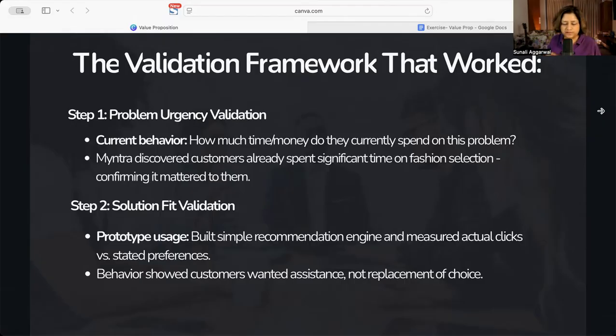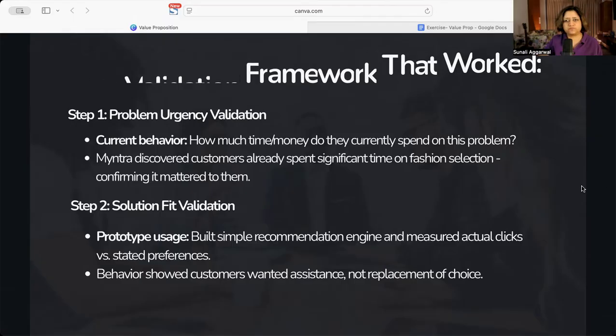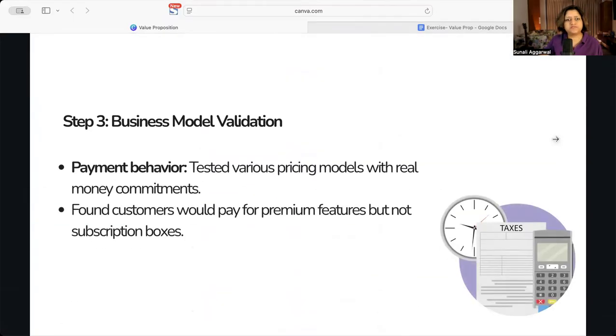Solution fit validation, prototype. They built a simple recommendation engine and measured actual clicks. And the behavior showed customers wanted assistance, not replacement of choice. So they wanted both choice and assistance. Business model validation, payment behavior. They tested various pricing models with real money commitment, and found customers would only pay for premium features but not subscription boxes. They don't want any subscription, any commitment to be given to any brand.